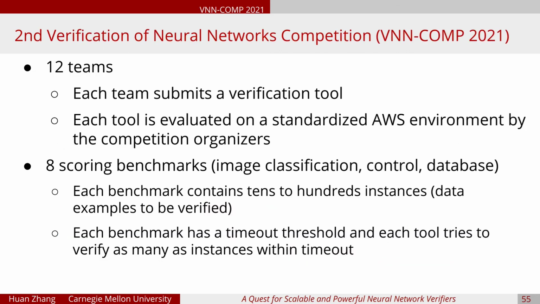In this year's competition, there are 12 teams participating, and each team submitted a verification tool, and each tool is evaluated on a standardized AWS environment by the organizers to be fair. And there are 8 benchmarks. Benchmarks include image classification and also control and database application scenarios. And each benchmark has tens to thousands of instances which we want to verify. And each tool wants to verify as many instances as possible within the timeout threshold.